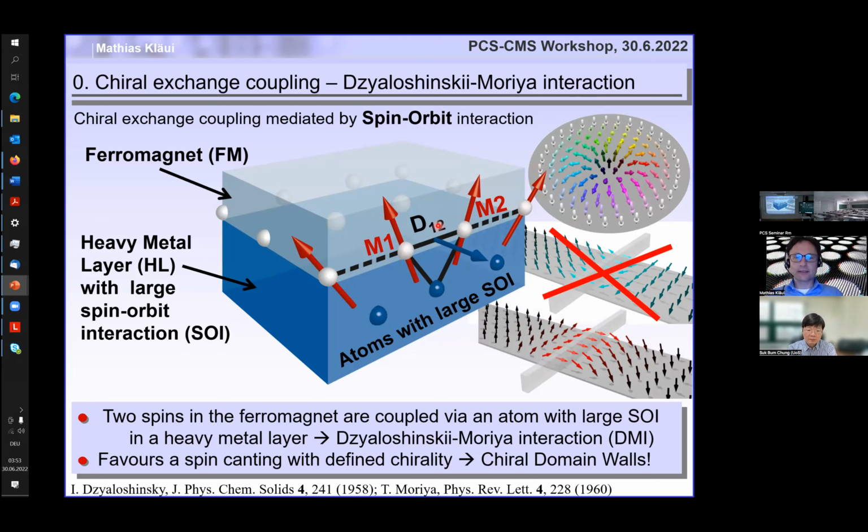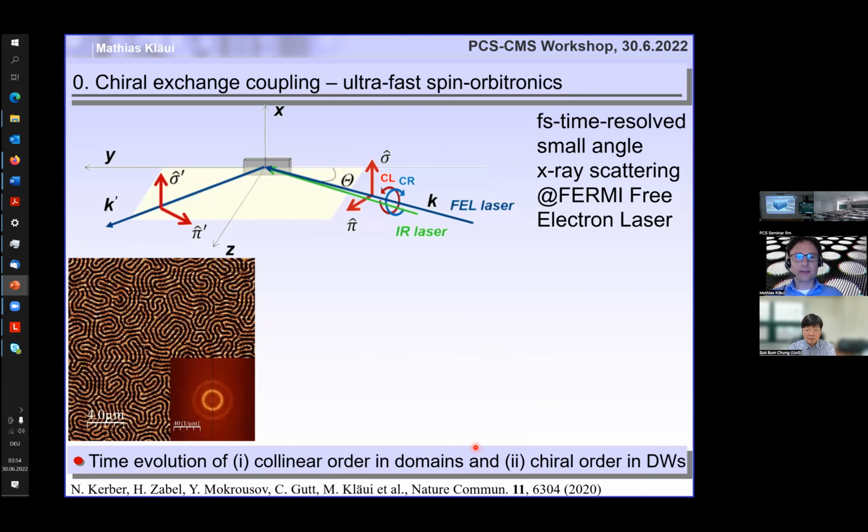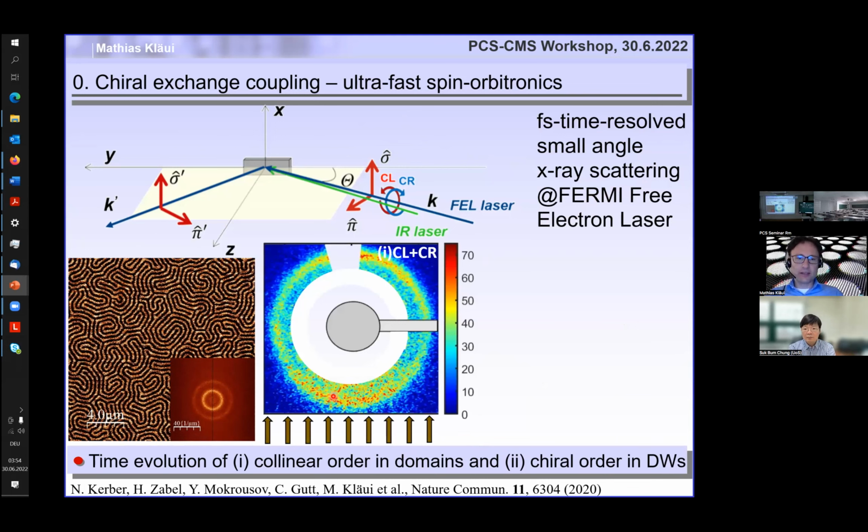But first, let's understand how this Dzyaloshinski-Moriya interaction can enhance stability. To check this out, we do the following experiment. We have here a multi-domain state with chiral domain walls. And we now do a small angle X-ray scattering experiment at the Fermi free electron laser, where we get this typical ring here. And this ring is simply the sum of circular left and circular right polarized light. And it corresponds to the width of the domains. So here, this Q vector is 2 pi over the width of the domains.